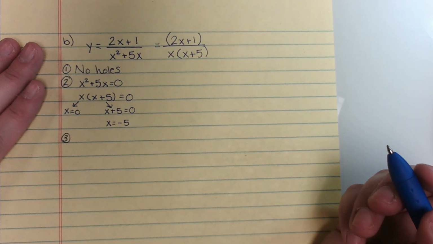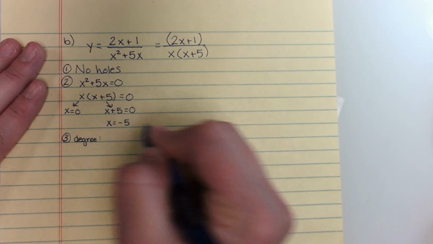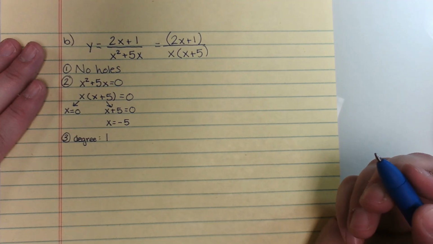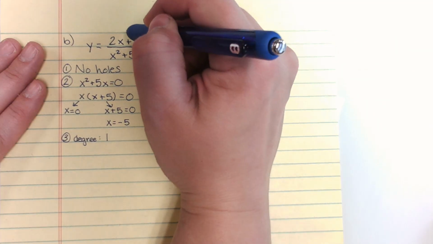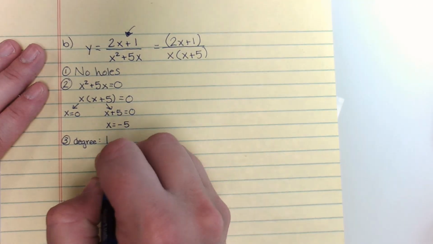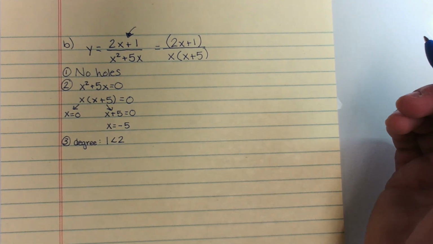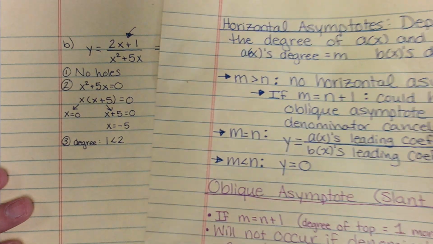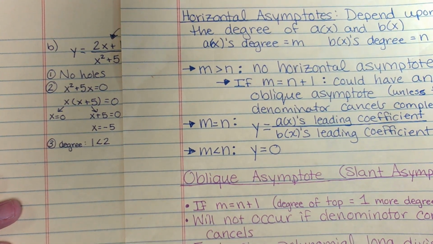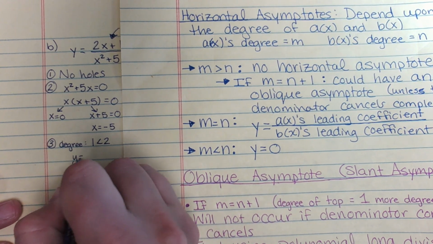Next, I check for horizontal asymptotes. I look at the degrees. What's the degree of the top? 1. What's the degree of the bottom? 2. It's easier to check back at the original for the degree. Would you agree that 1 is less than 2? Which means? Y equals 0 is my horizontal asymptote.